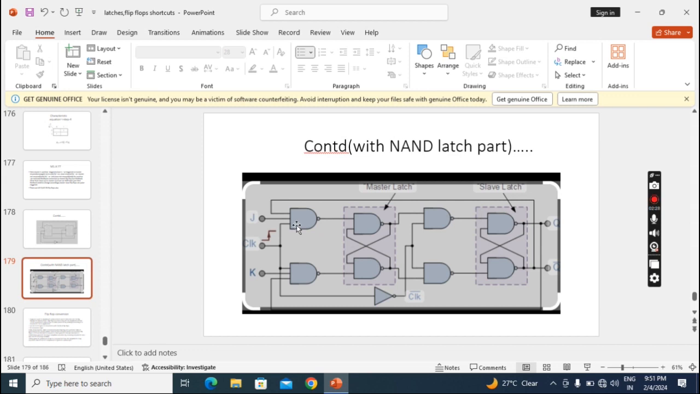Similarly, for negative trigger, the master will hold, it won't respond, but the slave will respond, it will send input to output. So with this kind of arrangement, we are able to avoid the racing. That is the logic behind avoiding the racing.